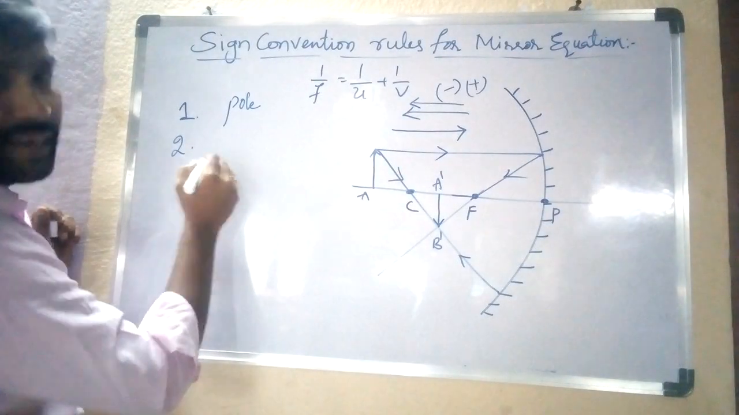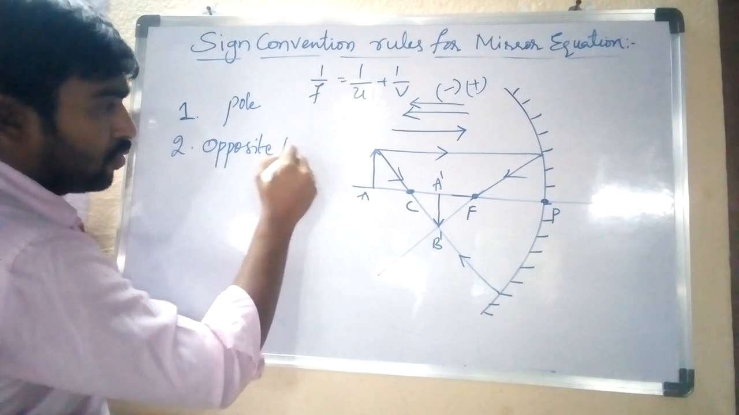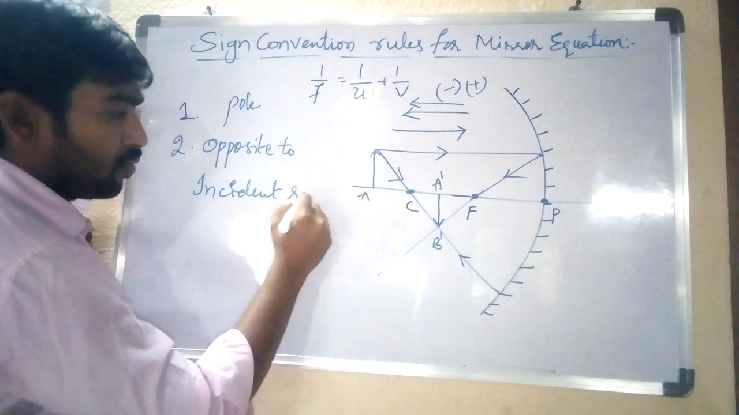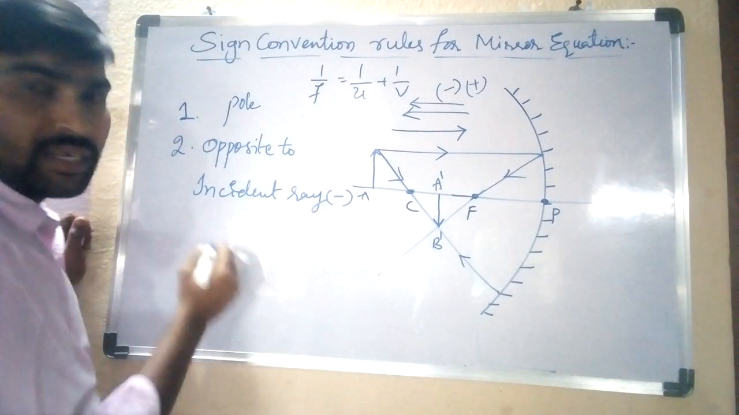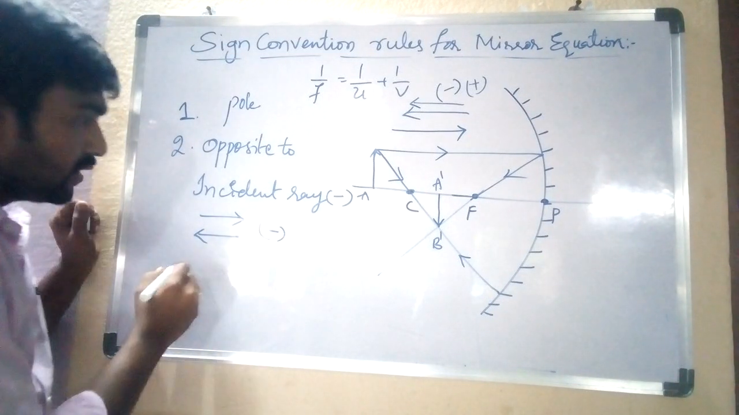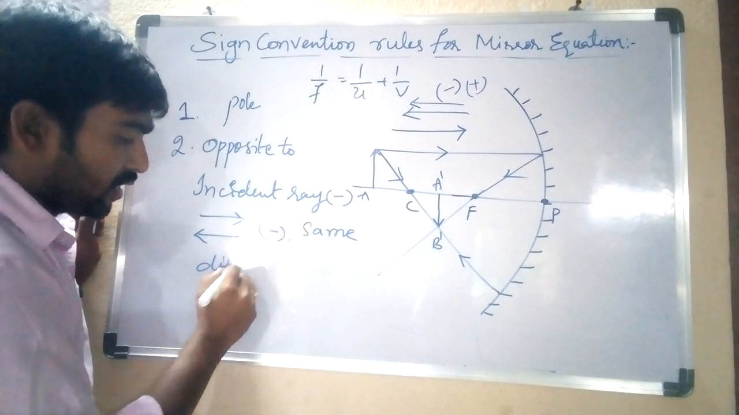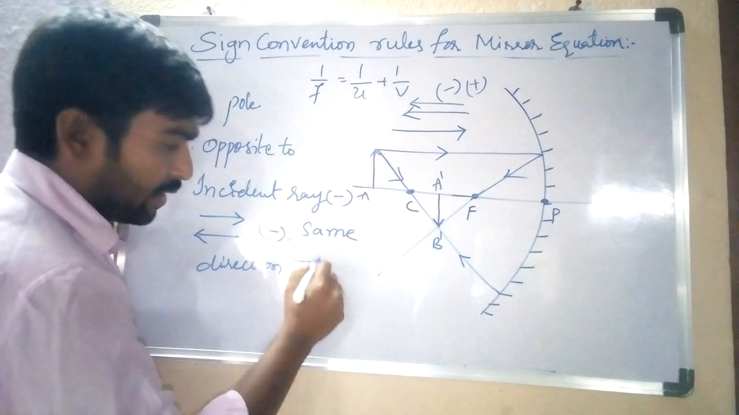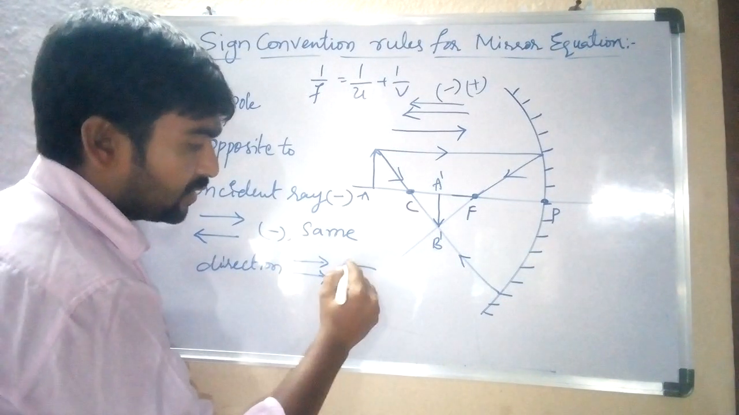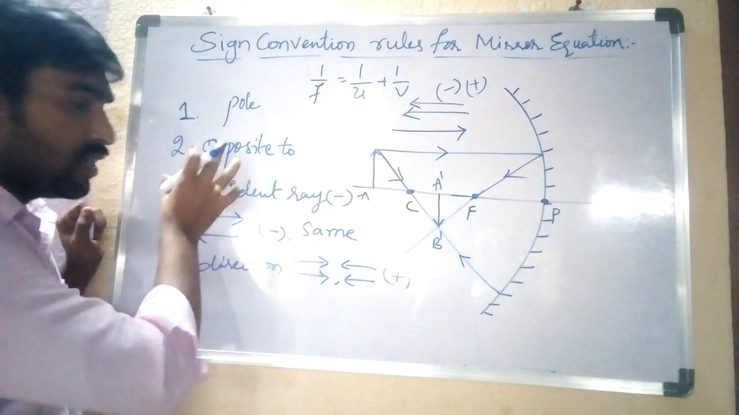When it is opposite to the incident ray, it is negative, meaning like this it is negative. When it is in the same direction, like this or like this, that is positive. So this is about the second one.